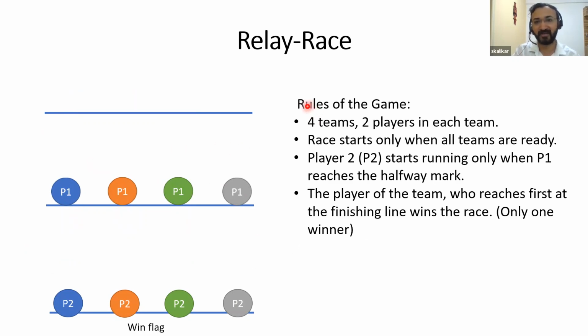So the rules of the game are something like this. You have 4 teams, 2 players in each team, and the race starts only when all the teams are ready. Player 2, P2, starts running only when P1 reaches the halfway mark. The player of the team who reaches first finishes the race. And it is guaranteed that only one player is the winner, so there wouldn't be any sharing of the winner. There would be only one winner who holds the flag first, right?